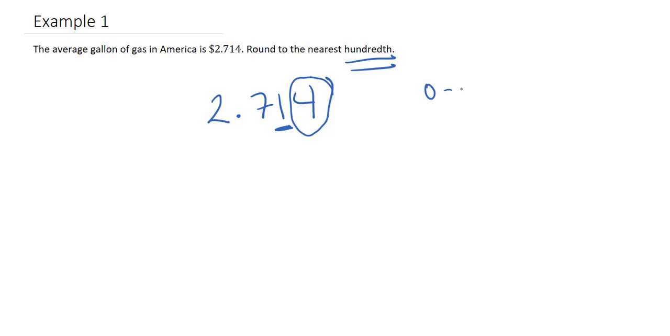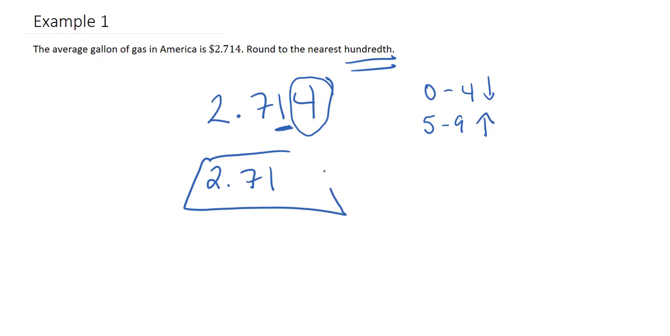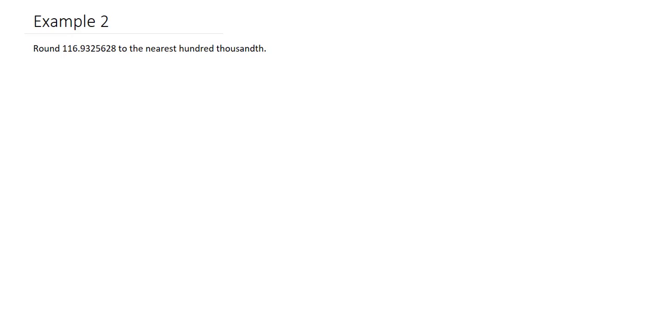If it's between 0 to 4, we round down. Between 5 to 9, we round up. As it's a 4, that means we're going to round down to just 2.71. We could make this a 0, or we don't even have to include that 0 because it would have the same exact meaning.